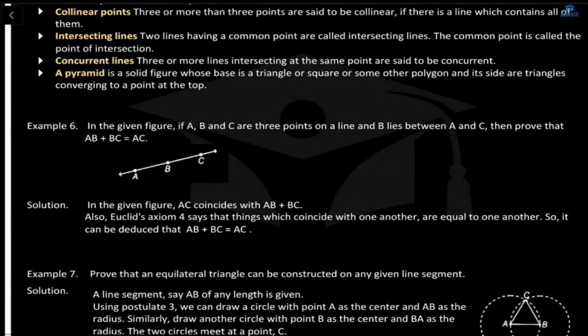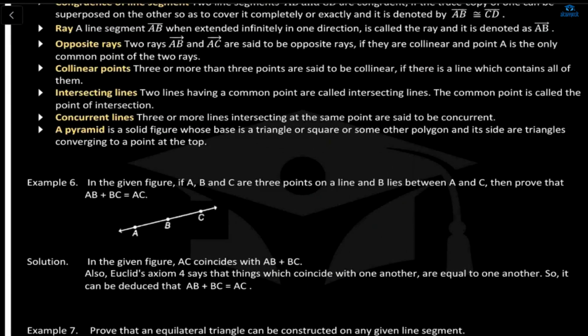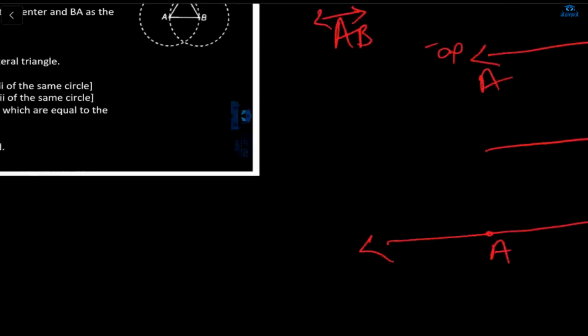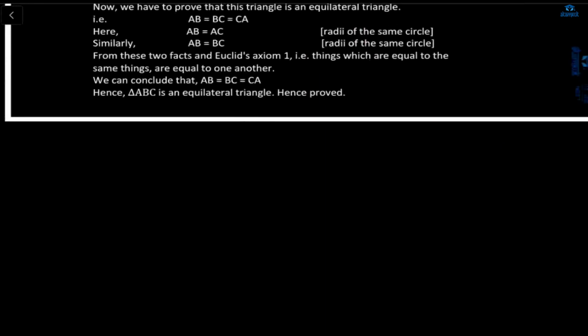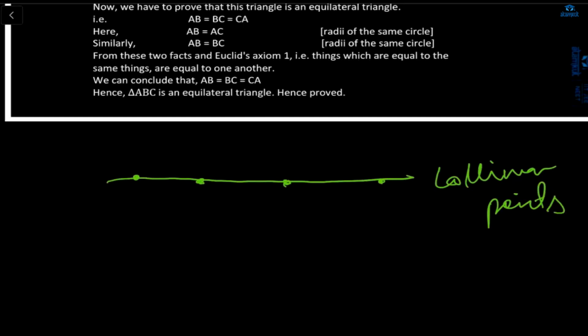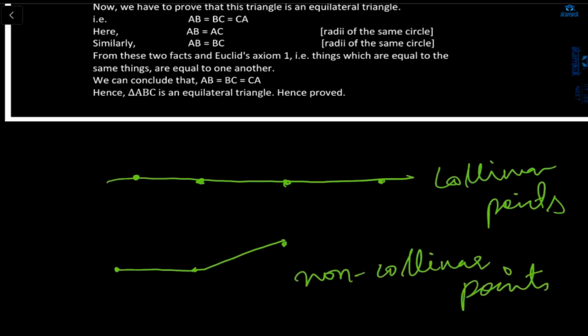Collinear points. More than three points, okay, because between two points there will always be a straight line. So it should be a minimum of three points, and many more points can be taken. If all the points lie on the same line, or joining all the points you get a straight line, then they are collinear points. And if there are two points, between two points you will get a straight line only, and this is non-collinear point, okay. Now, what else?